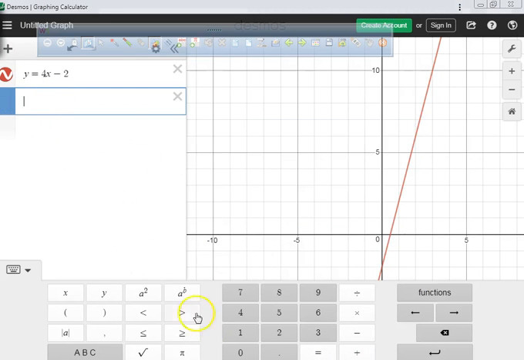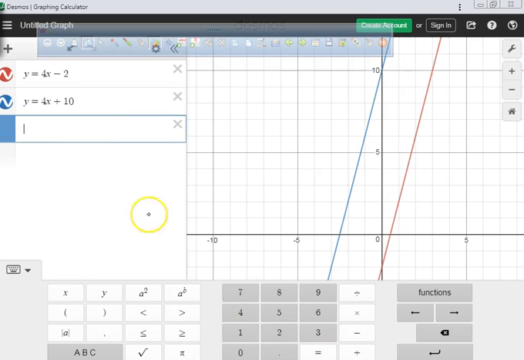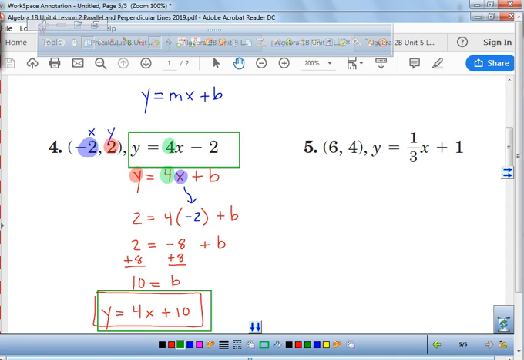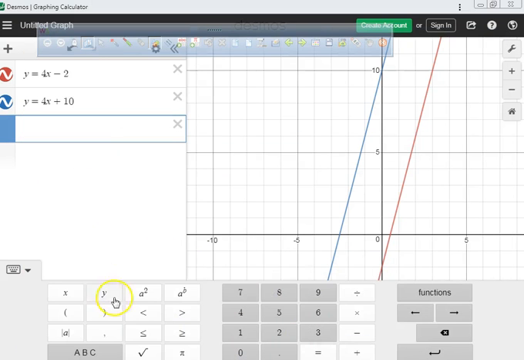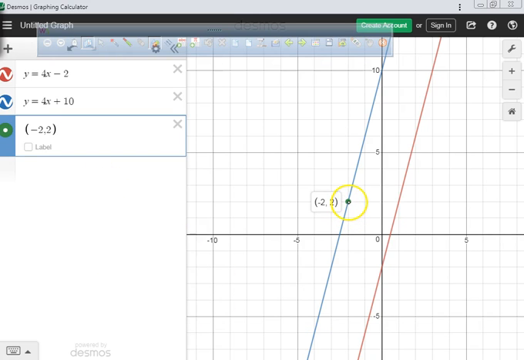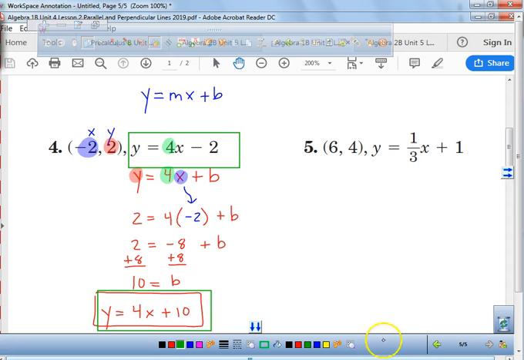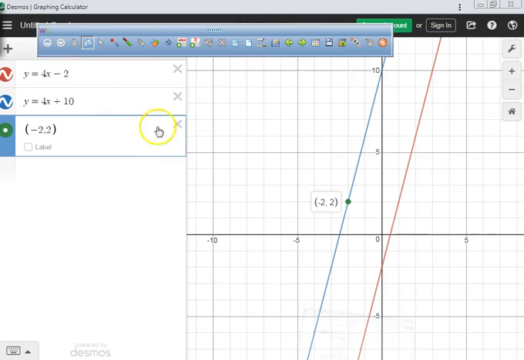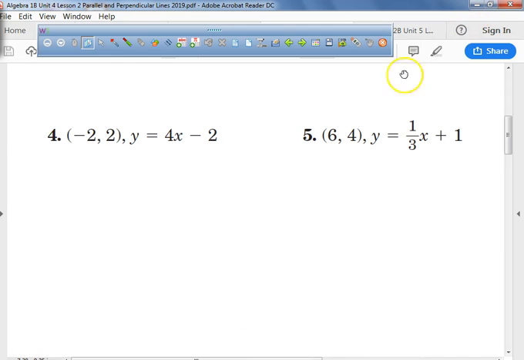I said my answer was y equals 4x plus 10. And I'm saying that it's going through what ordered pair? -2 and a 2. Okay, now I'm going to close ordered pair. Does my answer go through -2, 2? It does. So I'm going to do this problem one more time, step by step. I'm going to clear it out. I'll do the problem one more time.